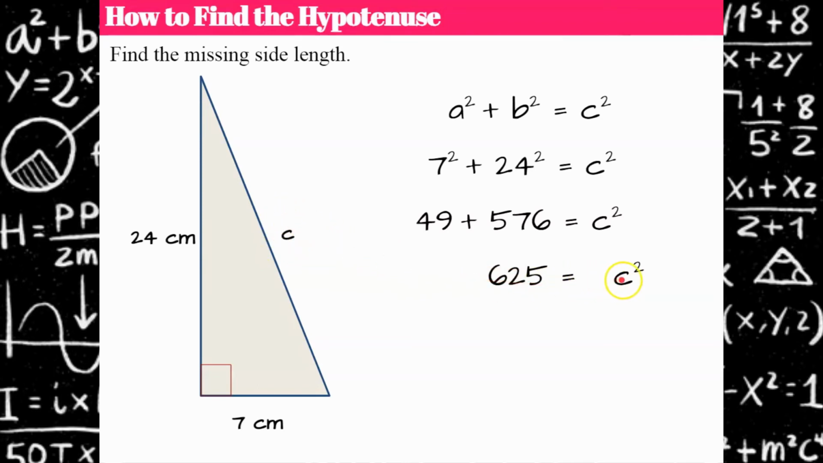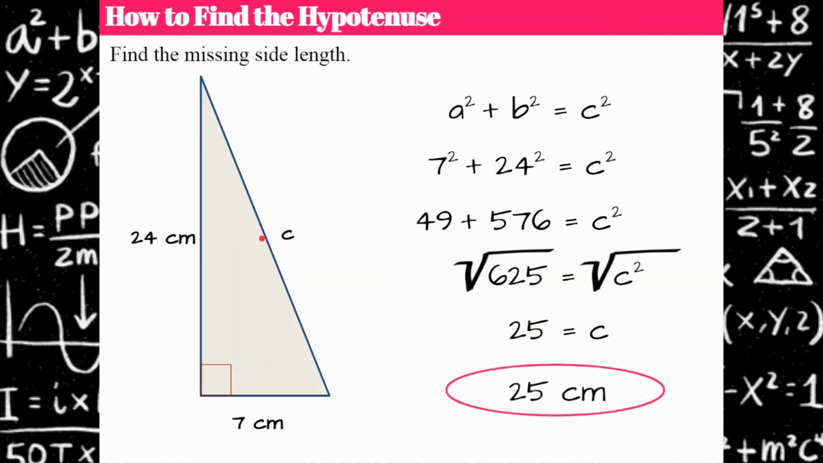So remember, c squared, the inverse of that, is to find the square root. So I'm going to find the square root of both sides, because whatever I do to one side of an algebraic equation, I must do to the other. But the square root of c squared will tell me the value of c. So 625 is 25 times 25. Therefore, the square root of 625 is 25. So I know that my hypotenuse is 25 centimeters long.